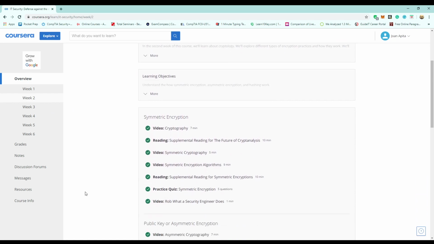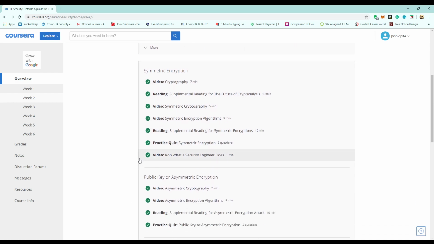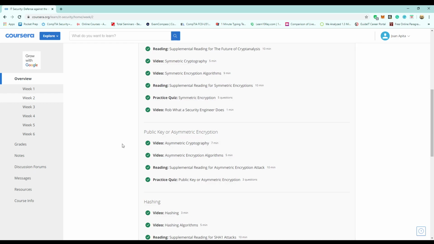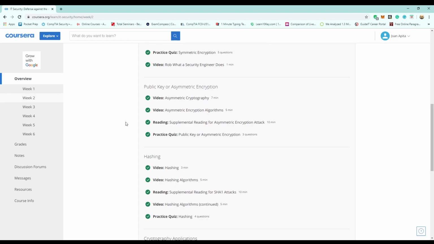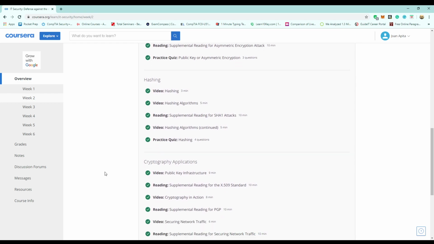In week two, it tackles cryptography. Yeah, supplemental reading. I learn a lot because when I'm reviewing for Security Plus, it's hard to understand. I go straight there, reading what is symmetric cryptography, symmetric encryption algorithm. Now I understand, because in this course they explain it really nicely. Then after the reading, there's a practice quiz. Then under public key or asymmetric encryption, I learned a lot of things about symmetric and asymmetric. Then hashing algorithm, SHA-1 attack, hashing, there's a lot.